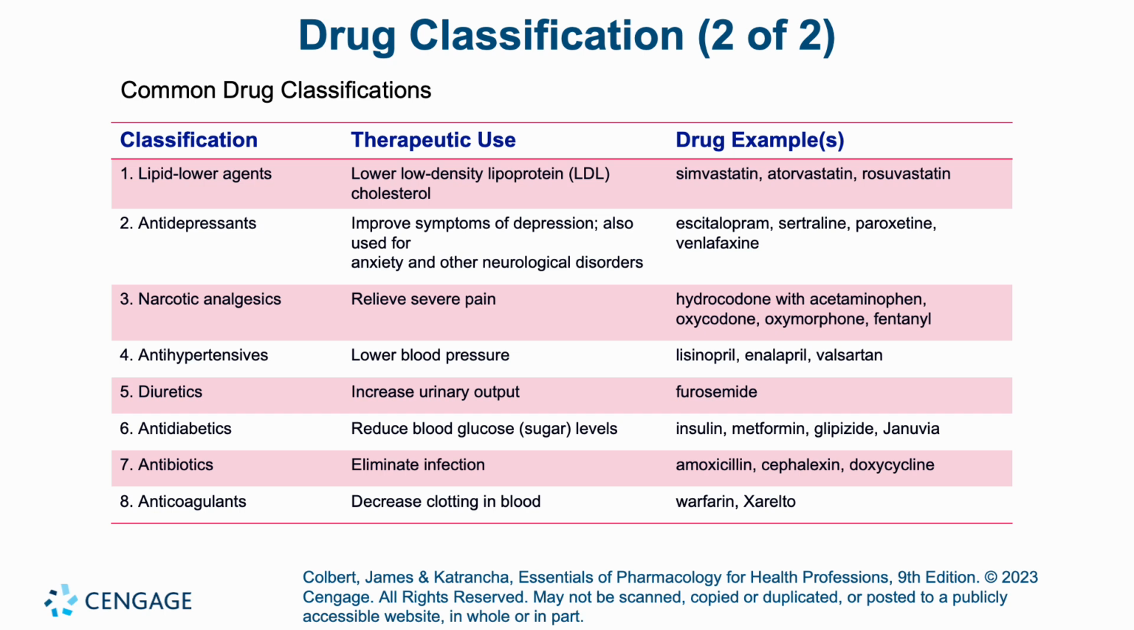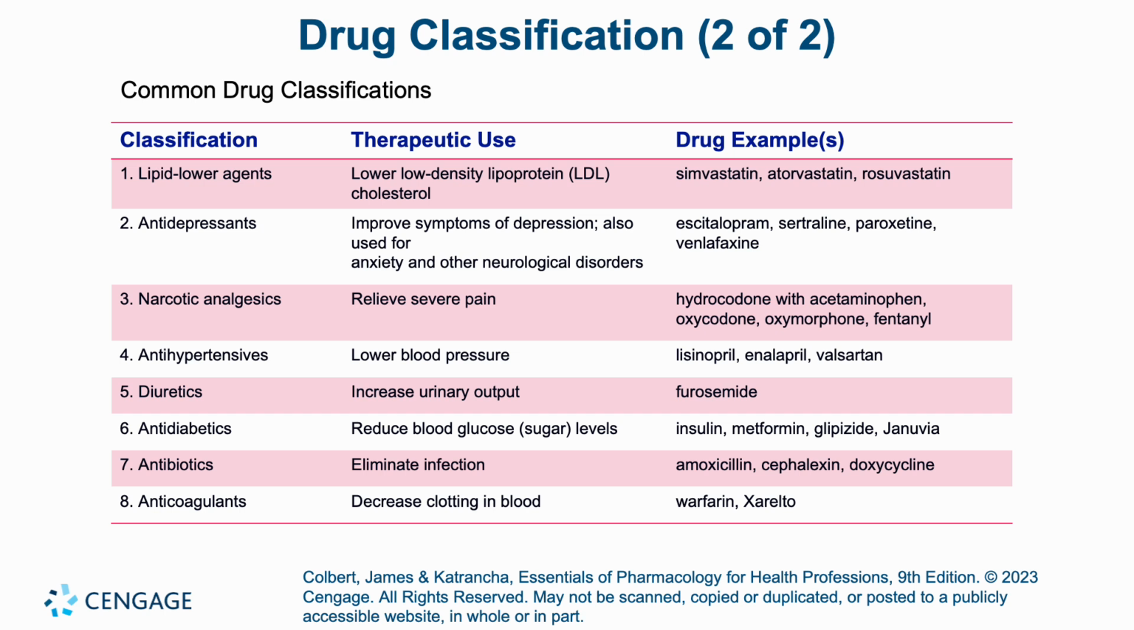Classification number 4, antihypertensives. The therapeutic use for antihypertensives is to lower blood pressure. If you've ever heard hypertensive, high blood pressure, the word hyper means high. Anti means the opposite. So anti-hyper is going to lower the blood pressure. Some drug examples of this are lisinopril, enalapril, and valsartan.